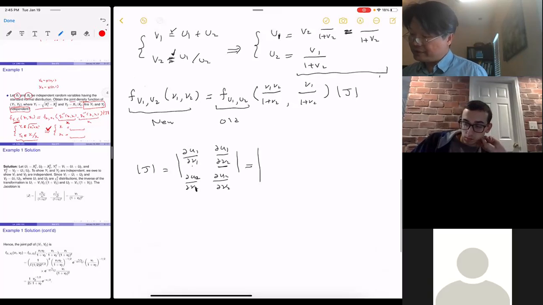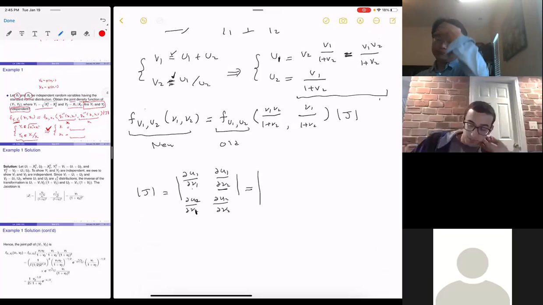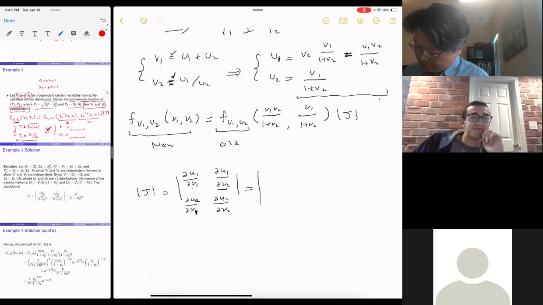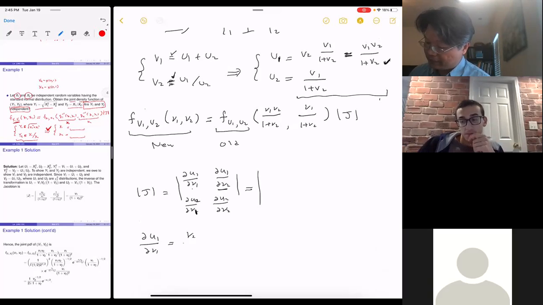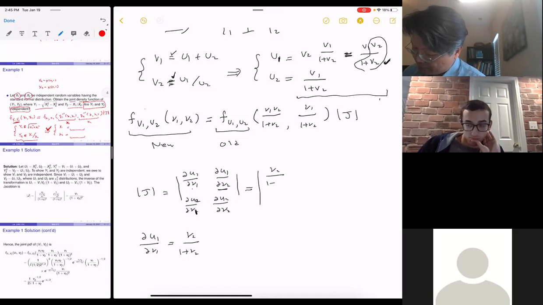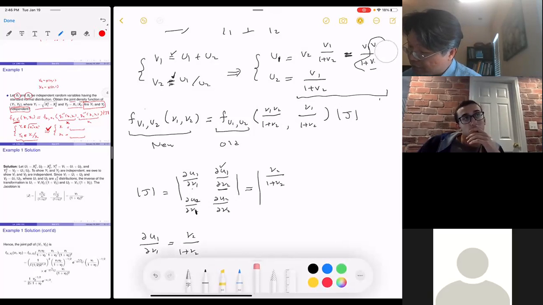So I don't know if I want to go into detail. Let me see if it's easy. If not easy, then we could go to the answer directly. So right here is partial U1 and partial V1, right? Look at this guy right here. Partial U1, partial V1 becomes what? I think it's easy. It becomes V2 divided by 1 plus V2. This guy is constant for the partial. So you write it down as V2 divided by 1 plus V2. Then partial U1, partial V2. Look at this right here. You will see that it's what? Oh, it's too much.